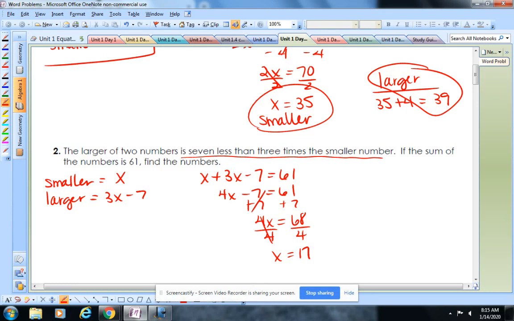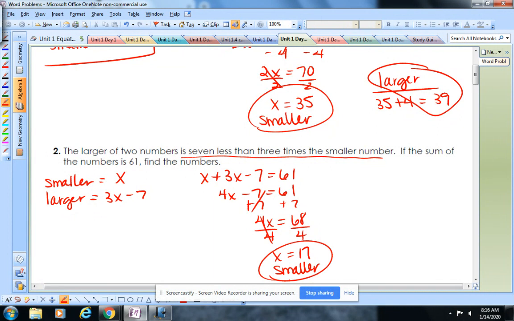Give me a thumbs up when you get your X and it looks like my X. So we got X equals what? 17. Did everybody get that? All right. So X is the what? Smaller number. So make sure you label that with your answer.